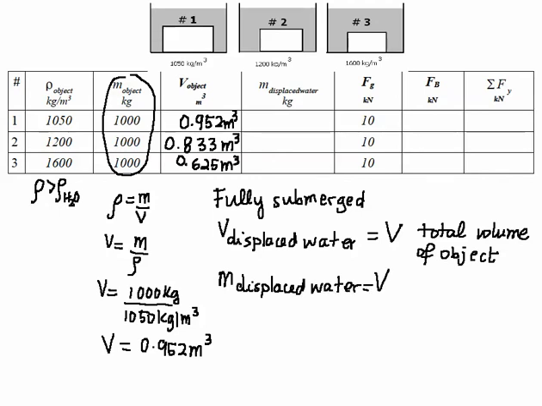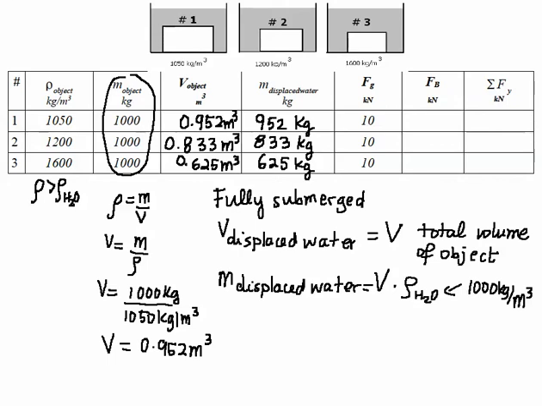Now if I want to find the mass of the displaced water, I multiply the volume by the density of water, which is 1,000. So I multiply the volume by 1,000 to obtain the mass, which gives me 952 kilograms, 833 kilograms, 625 kilograms.